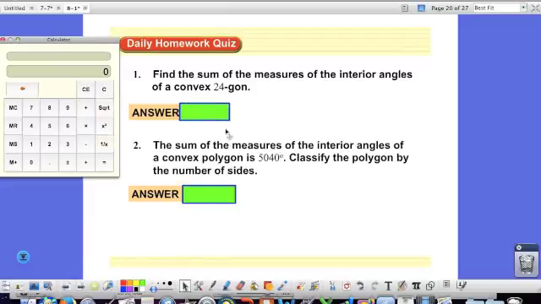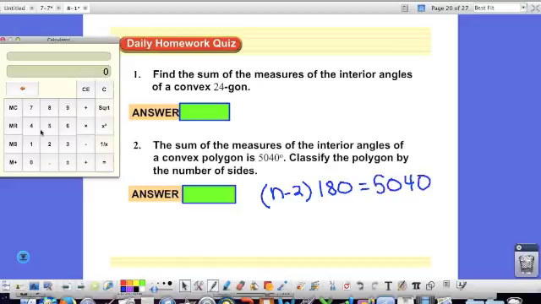Next problem, the sum of the measures of the interior angles of a convex polygon is 5,040. Classify the polygon by the number of sides. So once again, n minus 2 times 180 equals 5,040. If I divide 5,040 by 180, that means n minus 2 is 28, add 2, and I'm going to get 30. So it's a 30-gon.